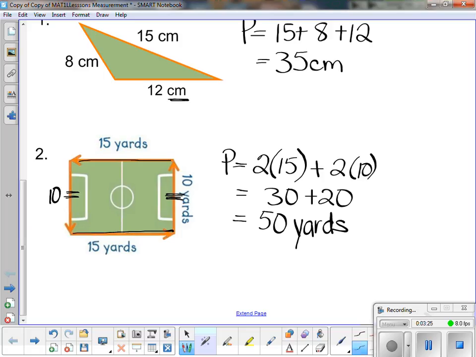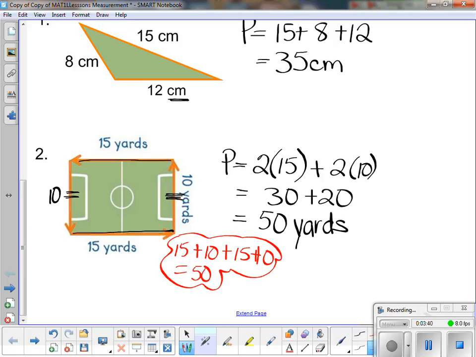Or you could have gone 15 plus 10 plus another 15 plus 10, and if we add those all together, we also get 50. So either way you can do it. You can either do 2 times the 15 and 2 times the 10, or you could do it this way as well. Okay, it's time for you to do some work.